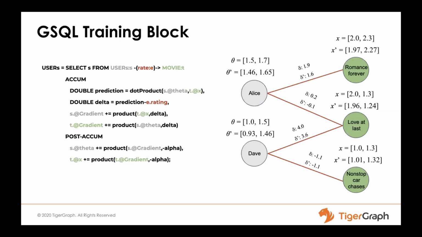So now I hope after this example, you can see that the user-rated item data relation is essentially just a graph, and the whole training can be done by passing information between nodes that connect together. And you only need less than 10 lines of GSQL code to achieve that.